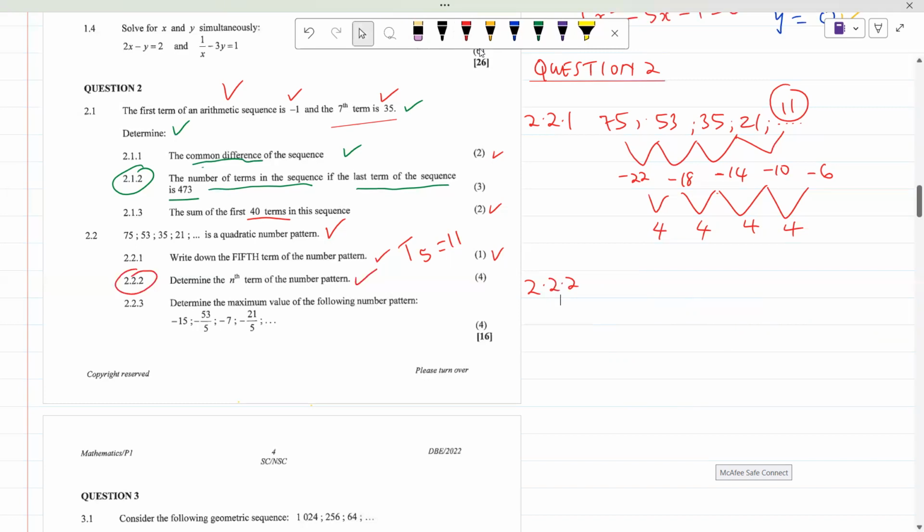Right. The nth term of the number pattern. We note that first and foremost.